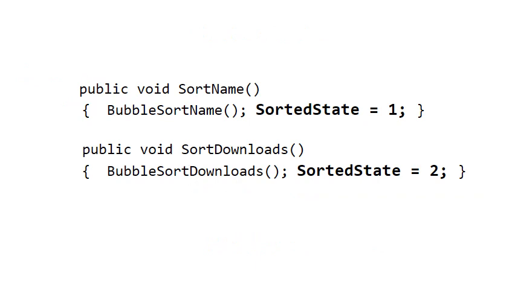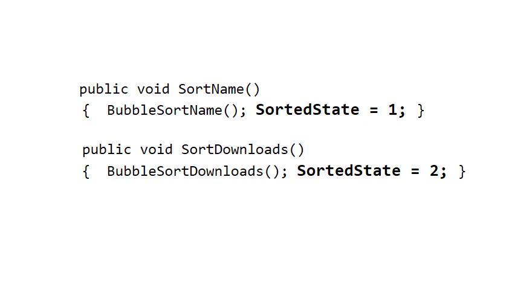Okay, in my list class I've got two methods. The one is called from the outside that sorts the list on name, and the other public method sorts the list on downloads. Now what we do is, after we've sorted the list on name, calling the bubble sort, we set SortedState to 1. So from now on the list will be sorted on name, and the sorted state tells us what its current mode is.